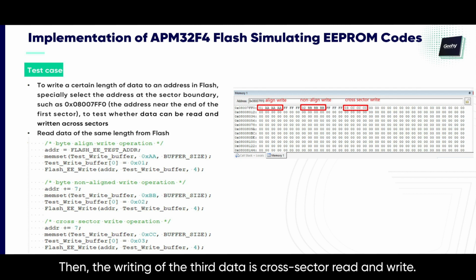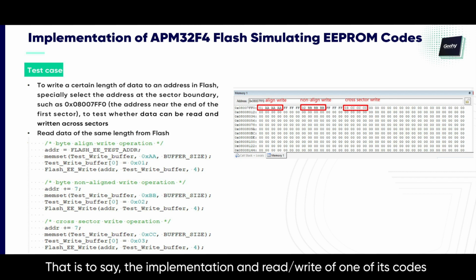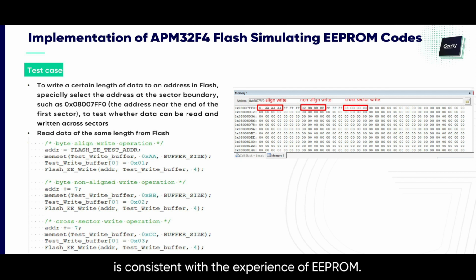Then, the writing of the third data is cross-sector read and write. We can see that it can also write data normally. We wrote 03, and then CCCCC. That is to say, the implementation of its code's reads and writes is consistent with the experience of EEPROM.